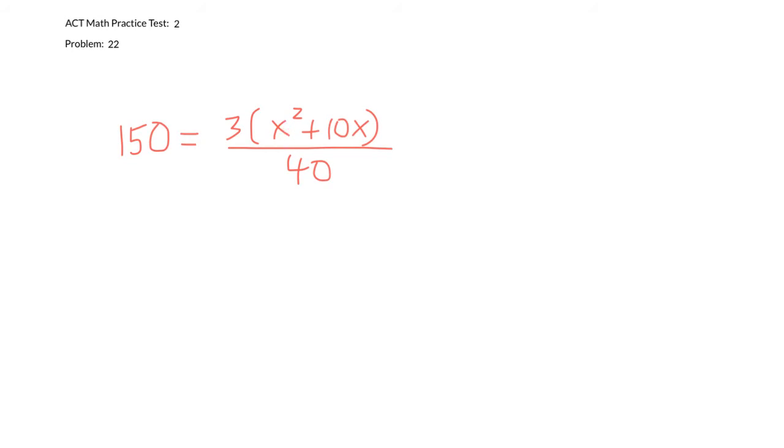We want to solve for x. Well, the bottom line is it'd be nice to get this binomial right here that has x squared and 10x in it, the parentheses, by itself. And a good first step to doing that is to multiply everything by 40. Let's get rid of that denominator. We're going to multiply both sides of the equation by 40, and in doing so, we cancel those 40s out. And then we end up with 150 times 40, which is 6,000.